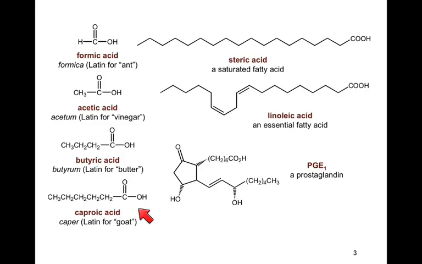Caproic acid gets its name from goats, and it turns out it is responsible for their rather peculiar smell. If you've ever been near a goat farm, it has a very unusual smell. And it's also akin to the unpleasant smell of dirty sweat socks. Stearic acid, shown here, is commonly found in beef fat, also known as tallow, and its name comes from the Greek word for tallow.